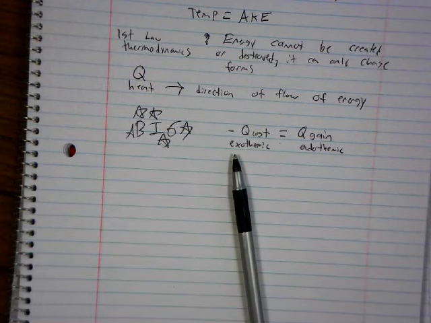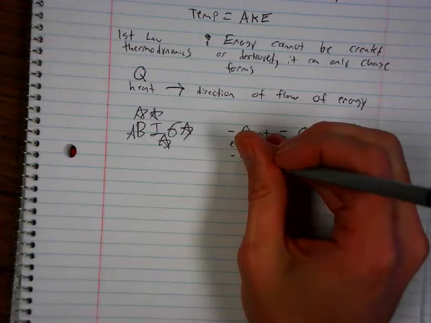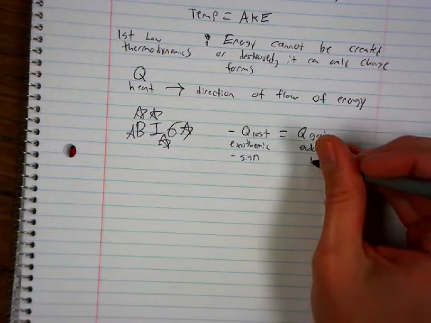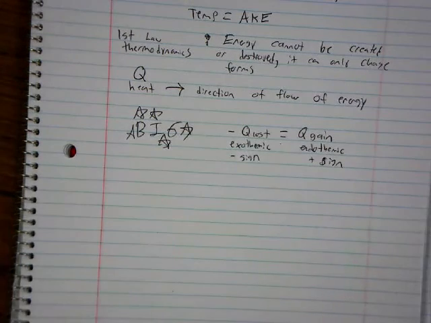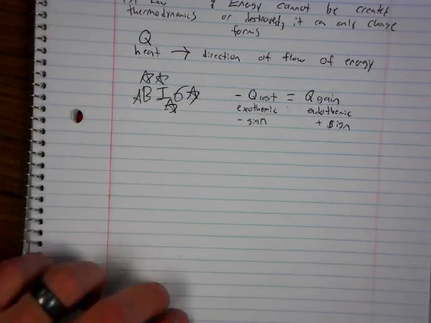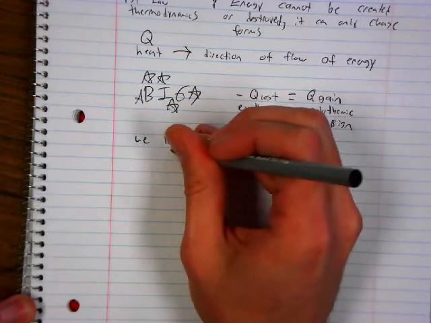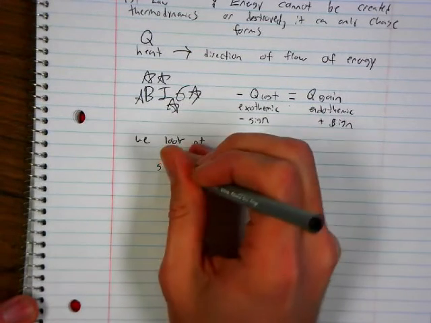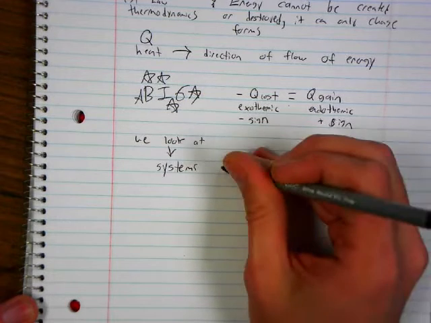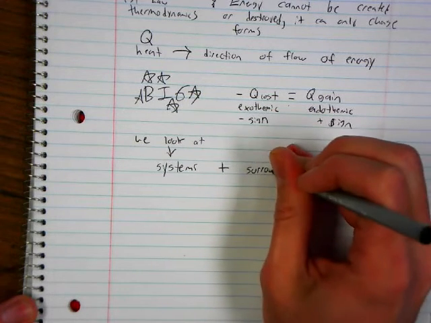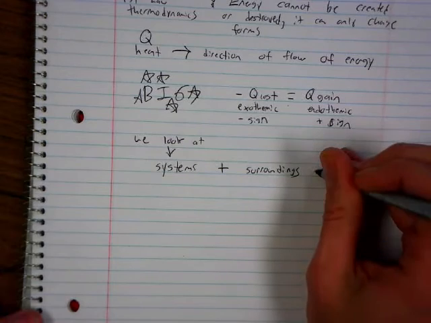How does something that is exothermic feel to you? Hot. Something that's endothermic would feel cold. If something is exothermic, it has a negative sign. And if something is endothermic, it has a positive sign. Okay. You guys good so far? Okay. So we look at what we like to say are systems plus the surroundings. We look at systems and we look at surroundings.